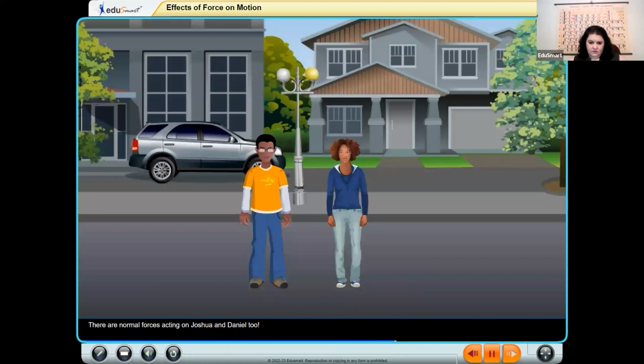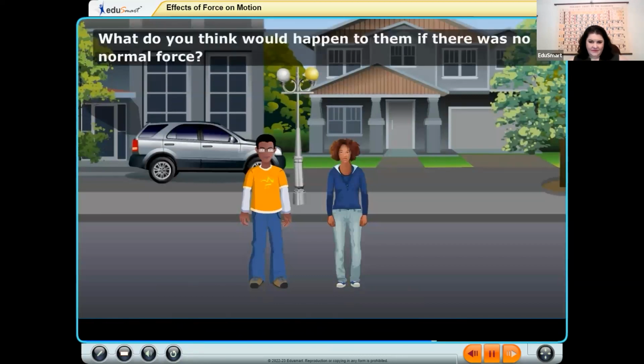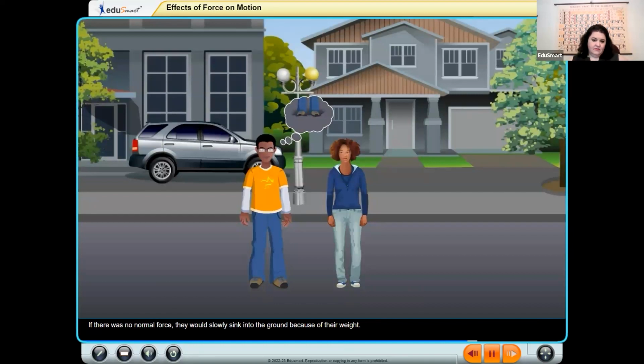There are normal forces acting on Joshua and Daniel too. What do you think would happen to them if there was no normal force? If there was no normal force, they would slowly sink into the ground because of their weight.